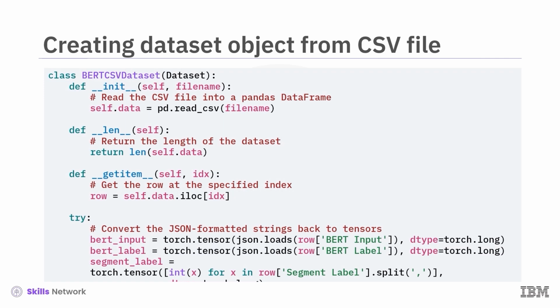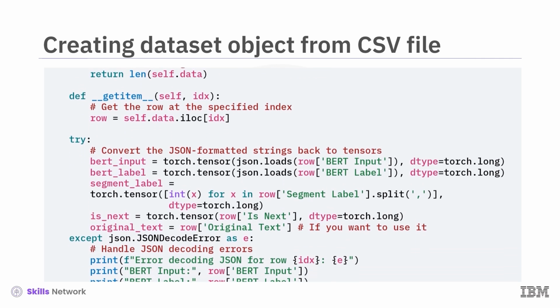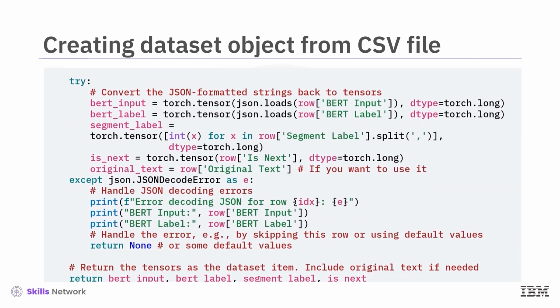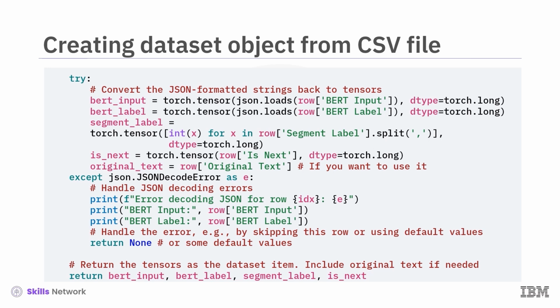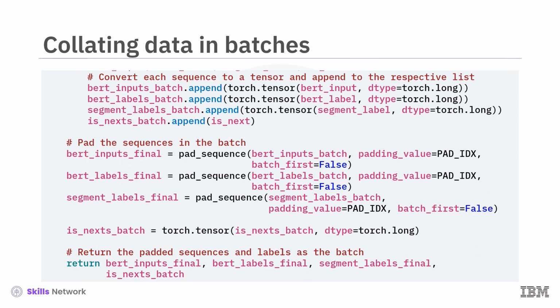First, create a custom dataset class called BERTCSVDataset to load data from the CSV file into a PyTorch dataset. The __getitem__ method retrieves an individual item from the dataset based on the index idx. It accesses the corresponding row from the data frame and converts the JSON formatted strings back to tensors, including BERT input, BERT label, segment label, and isNext. The collate function, collate_batch, is used for batching and padding sequences in a PyTorch data loader.